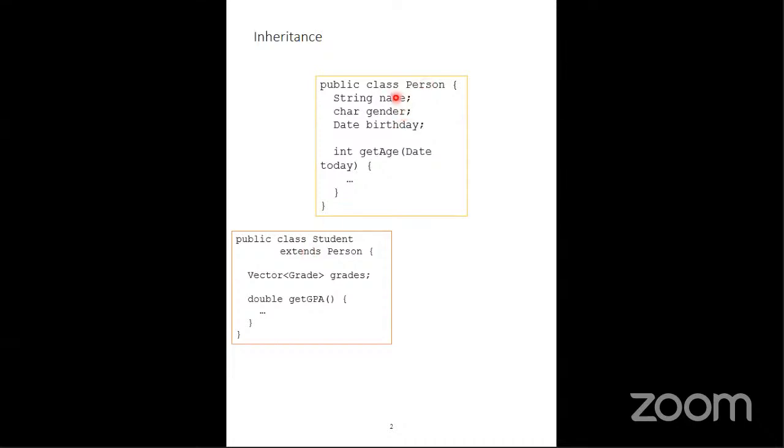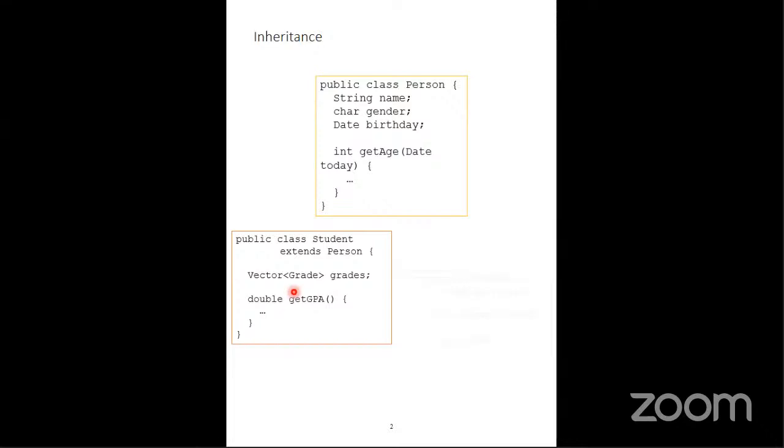In other words, whatever characteristics a person has, all those characteristics a student also has. But apart from that, student also has something more specific, which is nothing but the list of grades and GPA. So I say that student is extending the capabilities of person. Person is a more general form, student is a more specific form.